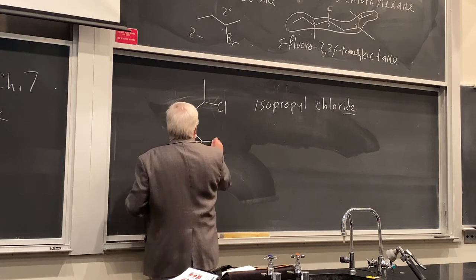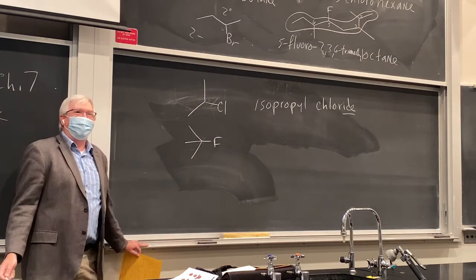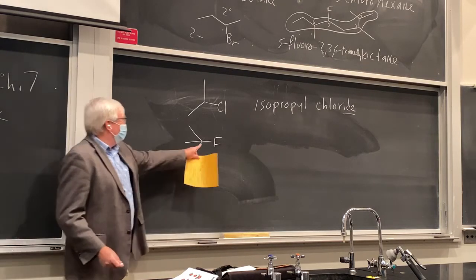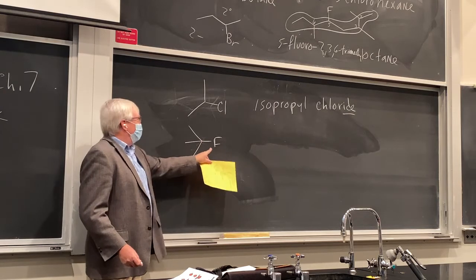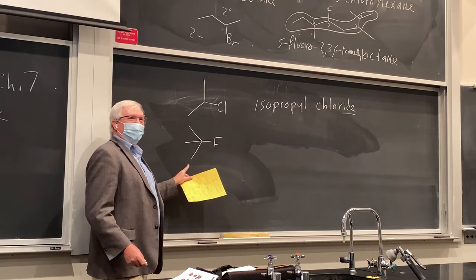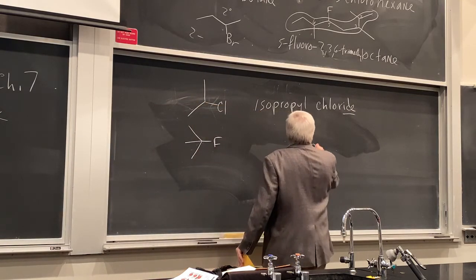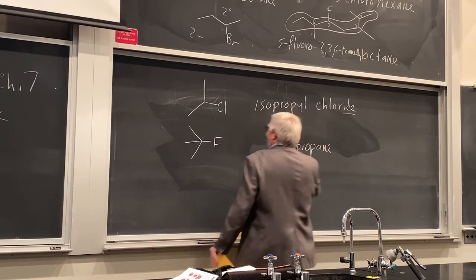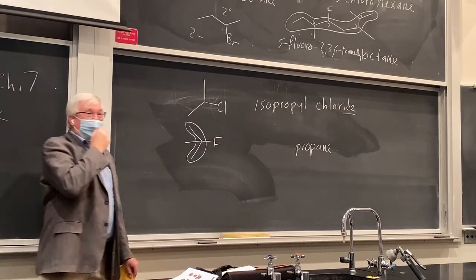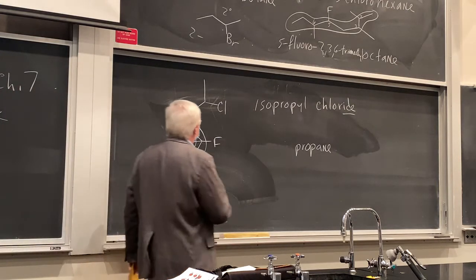How about this one? Tert-butyl fluoride, because it is a tert-butyl group bonded to a fluoride. What would be the IUPAC name for that? Sometimes that's good to review. What's the longest chain here? Propane, right? And again, circle your parent. That's the longest chain, right? So if you do it systematically here, yeah, you got to call it that.